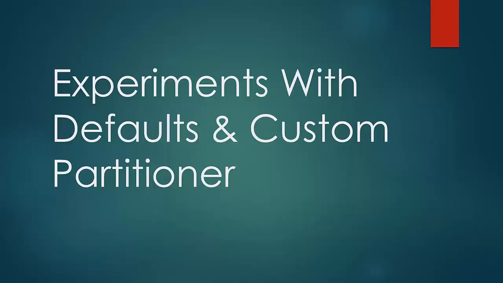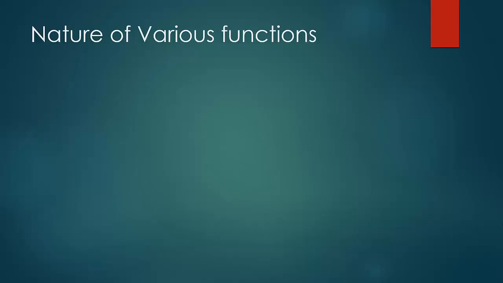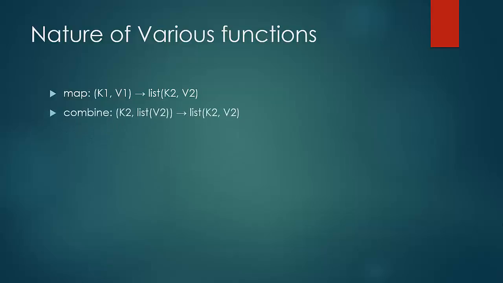Let us just revisit again the map, combine and reduce functions and see them in a notation form. Map takes keys and values as input and outputs a list of keys and values. Combiner takes input as a key and a list of values corresponding to the key and produces a list of keys and values. And exactly the same is the case with the reduce function. Hence, in implementation, combiner extends the reducer class.